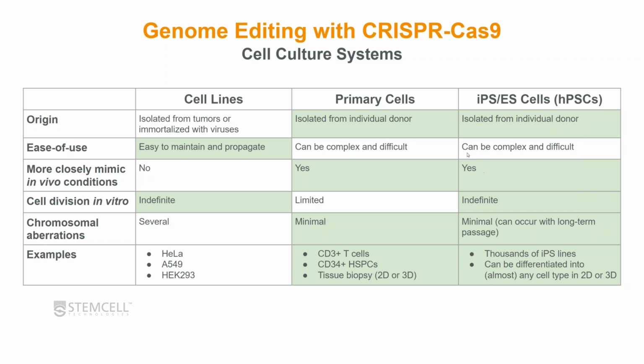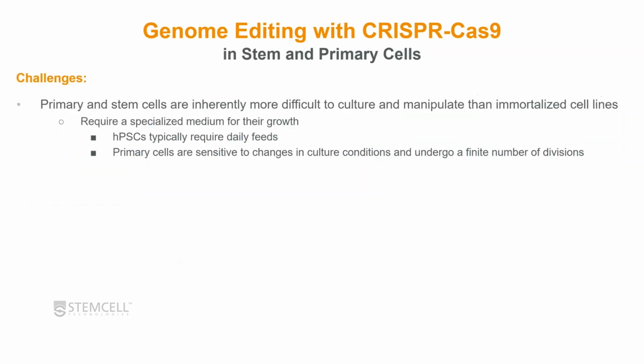One drawback of pluripotent stem cells is that they can, again, like primary cells, be complex and difficult to culture. But together, primary cells and human pluripotent stem cells represent really exciting tools, especially when you apply CRISPR-Cas9 genome editing tools to these culture systems. As I mentioned, despite the fact that they can be very exciting and powerful tools for disease modeling and for studying basic biology, there's still some significant challenges when editing stem and primary cell types.